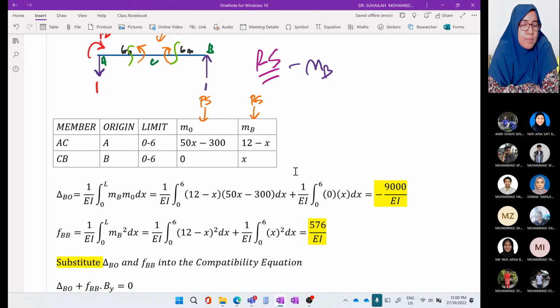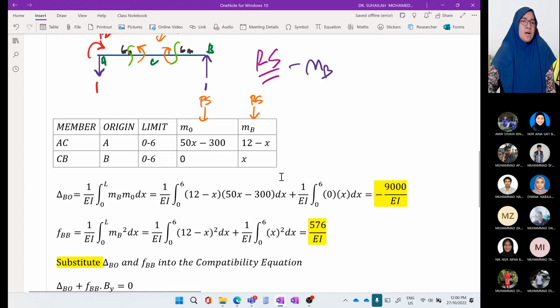So thank you very much. I will hold a replacement class this weekend to cover the derivation of the compatibility equation for 2 redundants. So that next week we focus on examples only, single redundant as well as double redundant, and we cover beam, frame and truss. Thank you very much.